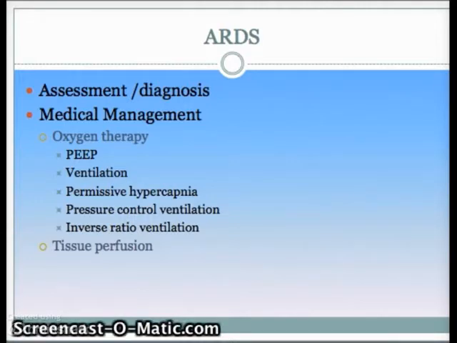Medical management, some of the things that they use is PEEP. So PEEP may help open collapsed alveoli and increase the patient's ability to ventilate.